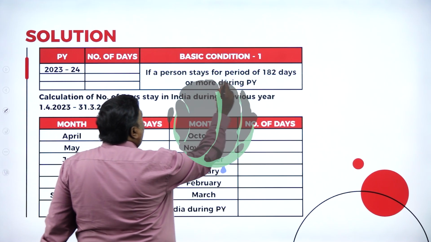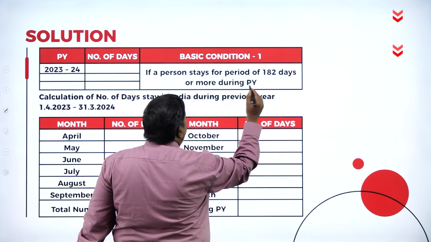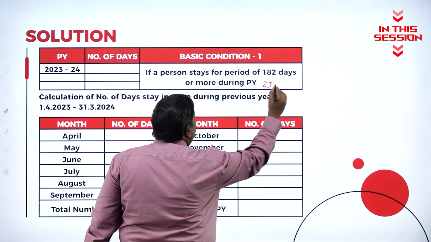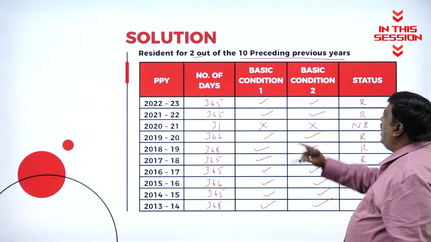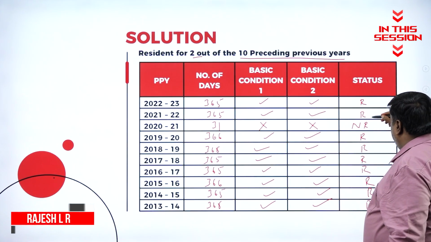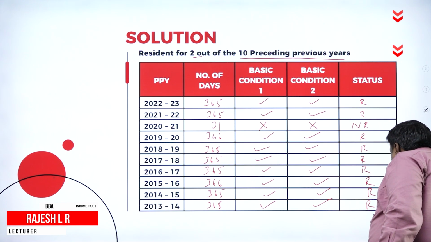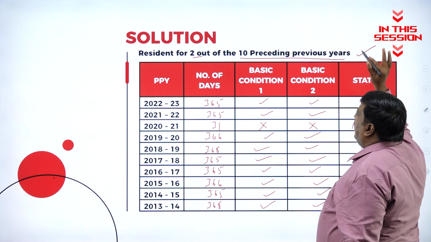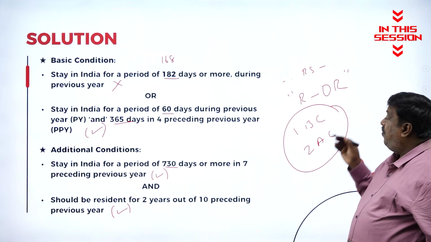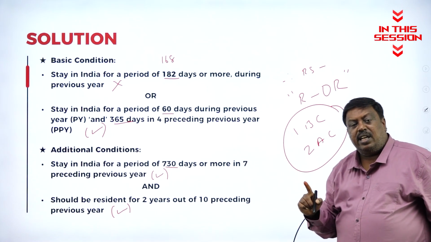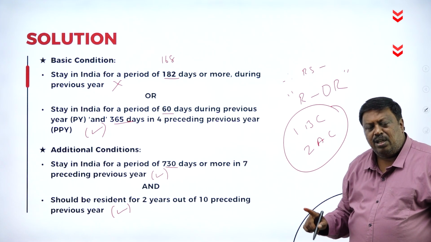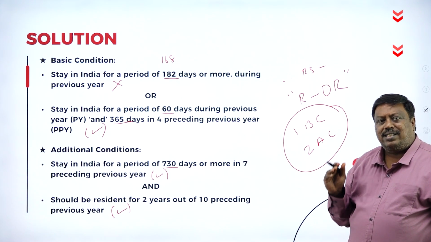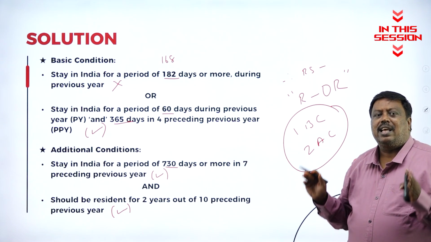If a person stays for a period of 180 days or more during previous year, that is 2023-24. What is the condition? I should be 2 years resident out of 10 years, but I'm here for 9 years resident. So I've satisfied my second additional condition also. If I satisfy one basic condition and one additional condition, automatically my status will be resident, not ordinarily resident.